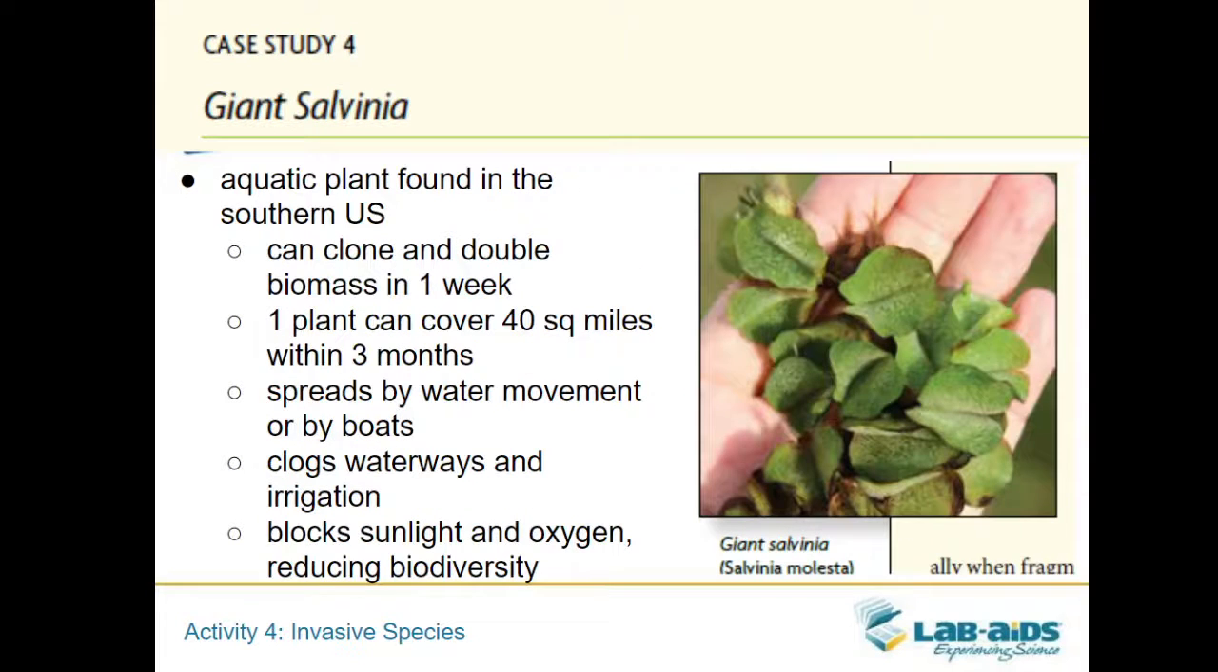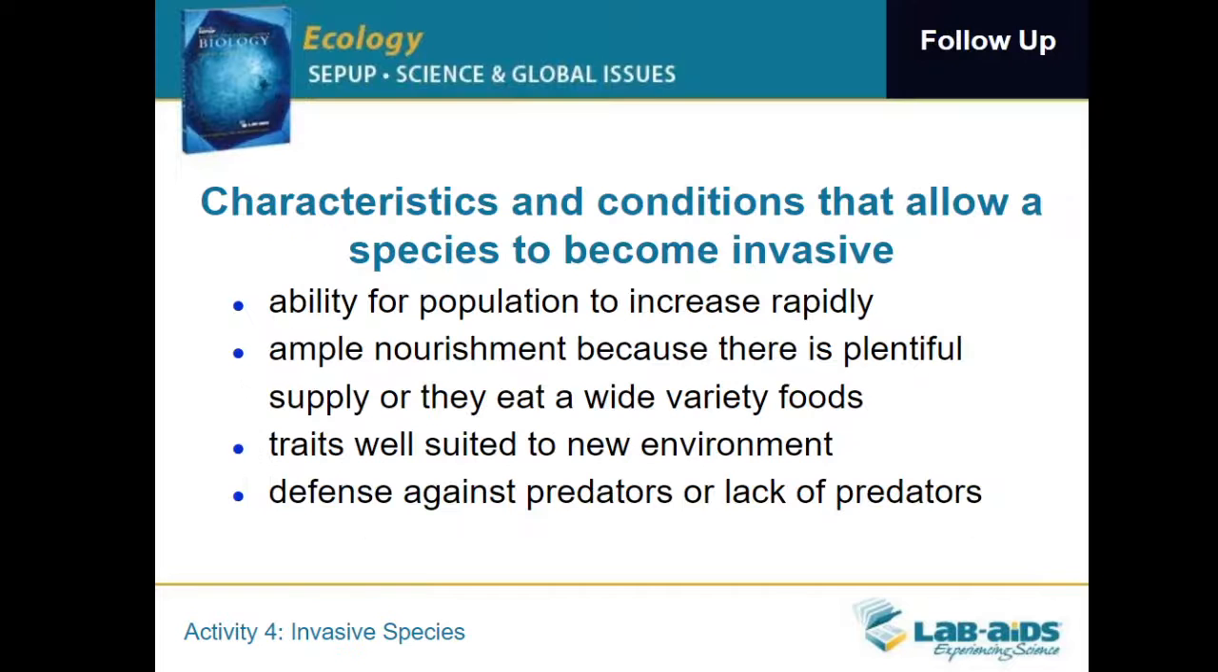Finally, we looked at giant salvinia, which is an aquatic plant found in the southern U.S. It can clone and double its biomass in up to a week, so one plant could cover 40 square miles within 3 months. It spreads by water movement or by boats and spreads really easily, leading to clogged waterways and irrigation systems. The growth can also block sunlight and oxygen from getting into the water, reducing biodiversity.